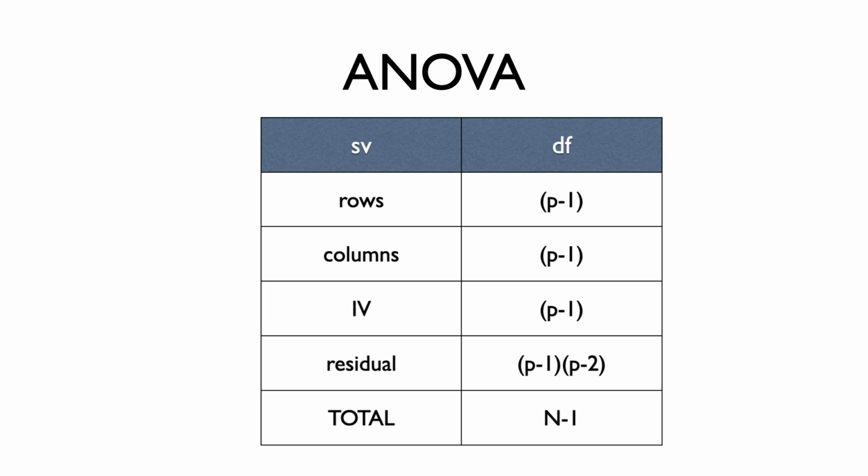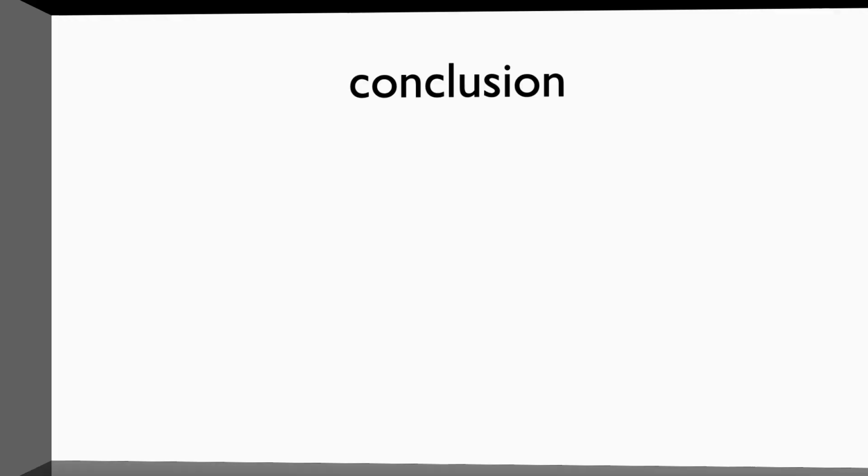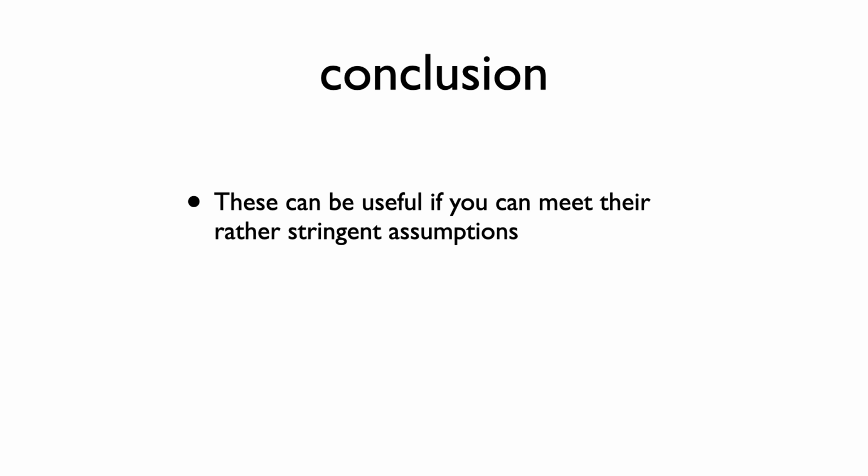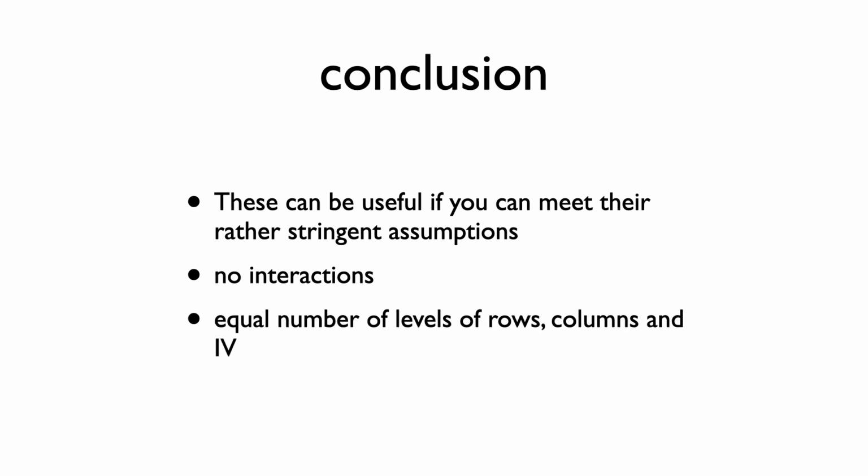All right. So, conclusions about Latin squares. They're useful if you can meet their incredibly stringent assumptions. You should probably avoid them because the assumptions are so stringent, but sometimes, like I said, one time in my career, it's been useful. Make sure there's no interactions, and again, you can't know that by looking at your data. You can only know that by looking at previous research. And again, you have to have an equal number of levels of rows, columns, and independent variables.